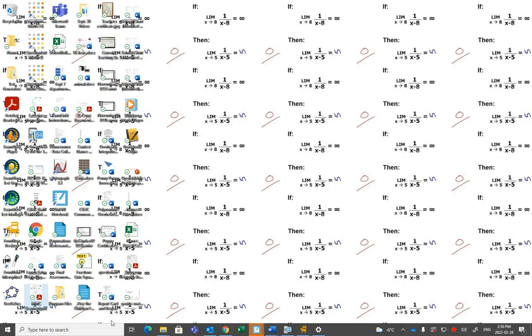But what I find also interesting, and I don't know if any of you noticed it, but this limit that they gave as the definition is actually wrong.